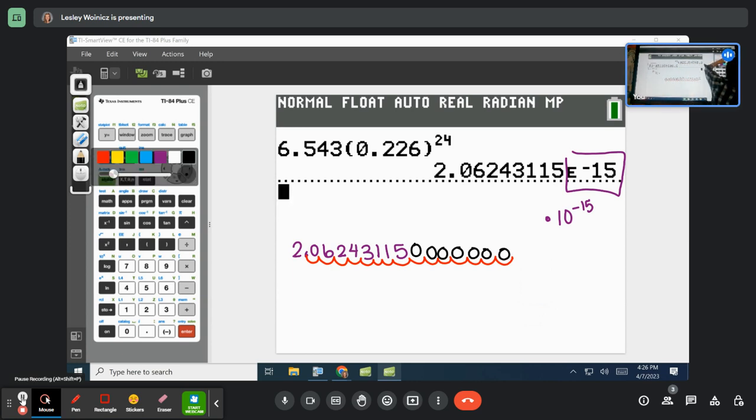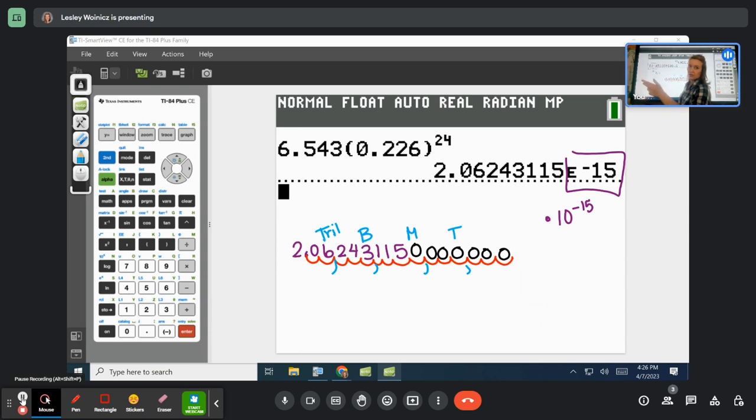Now, a little bit about place value. Every 3, we put a comma. Here's thousands. Here's millions. Here's billions. Here's trillions. So this is 206 trillion something bacteria. That's a lot of little critters.